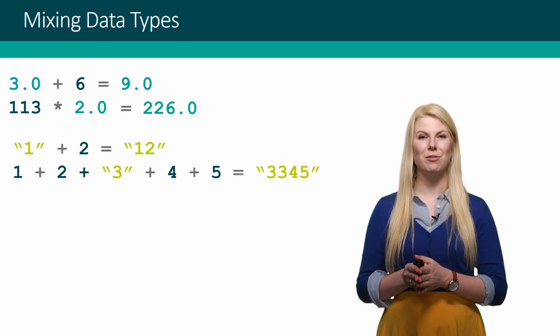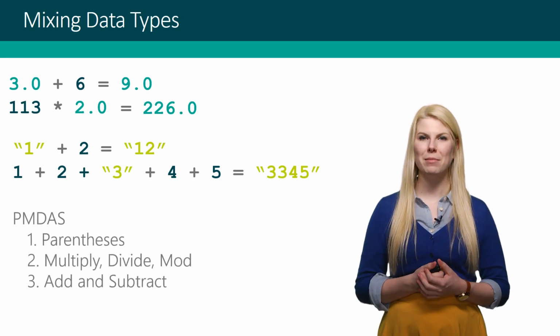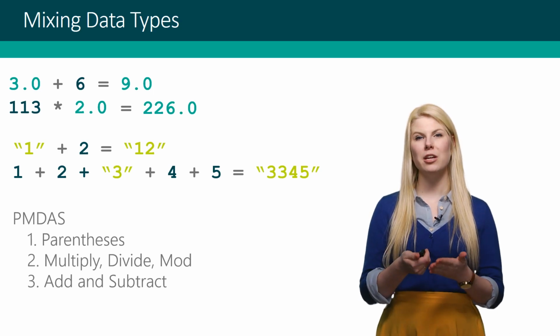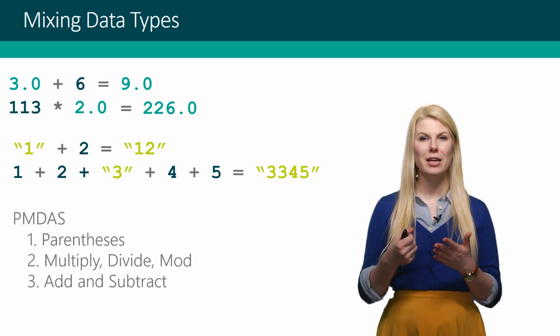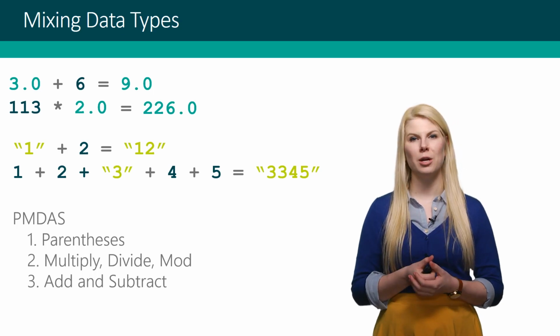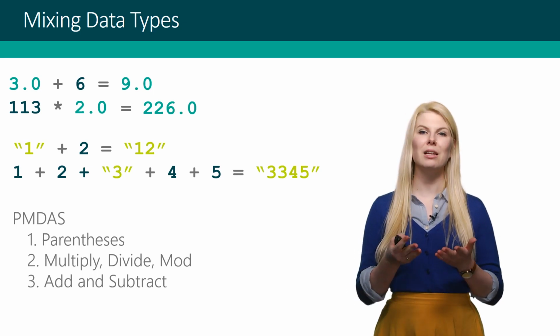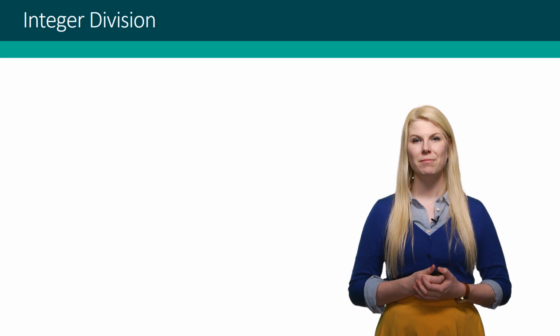Other than from left to right, the computer basically follows PEMDAS. So it has an order of operations with multiplication, division, and modulus having the highest precedence and addition and subtraction having the lower precedence. You can also add parentheses to elevate something's precedence.